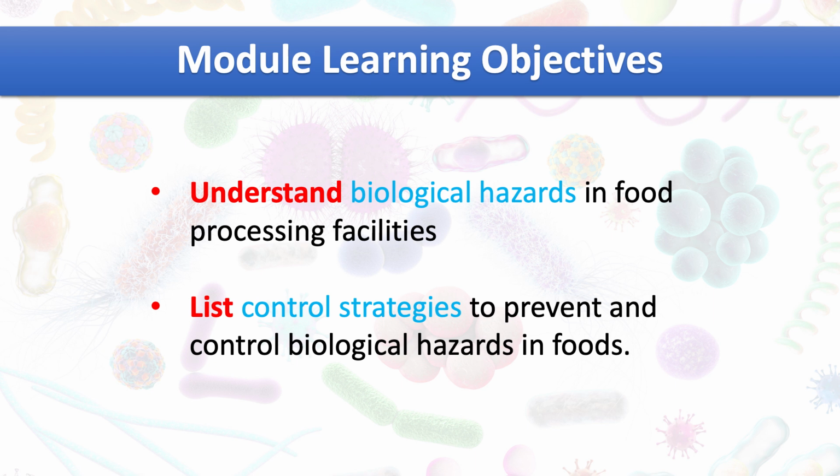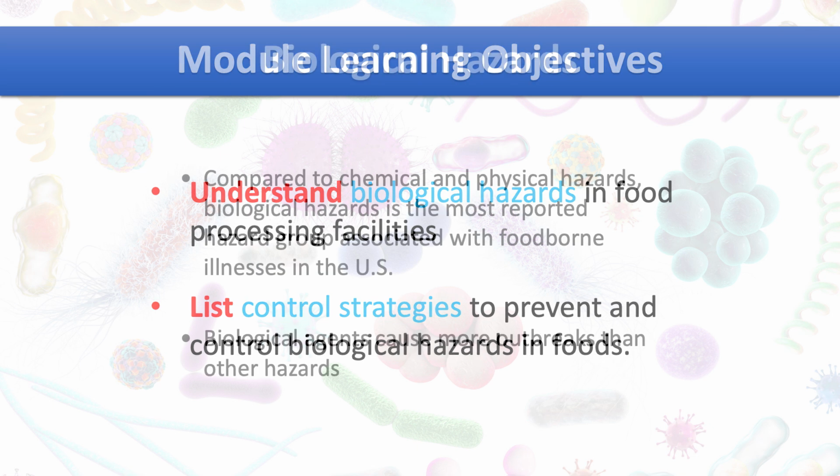Biological hazards are a major type of hazards that are associated with food products and processes. Through this module, you will have a good understanding of the biological hazards in food processing facilities and be able to list some control strategies to prevent and control biological hazards in foods.